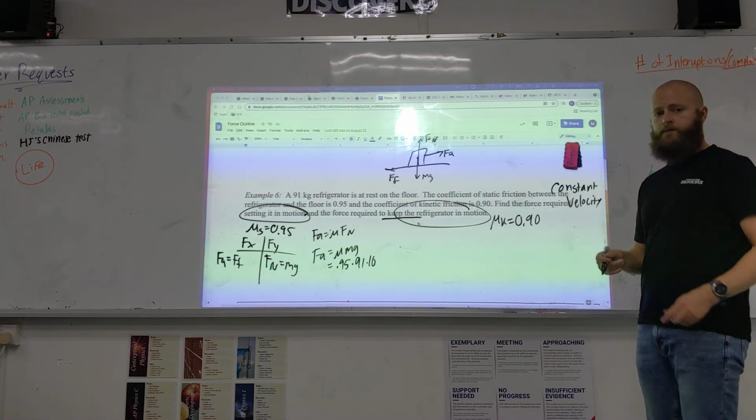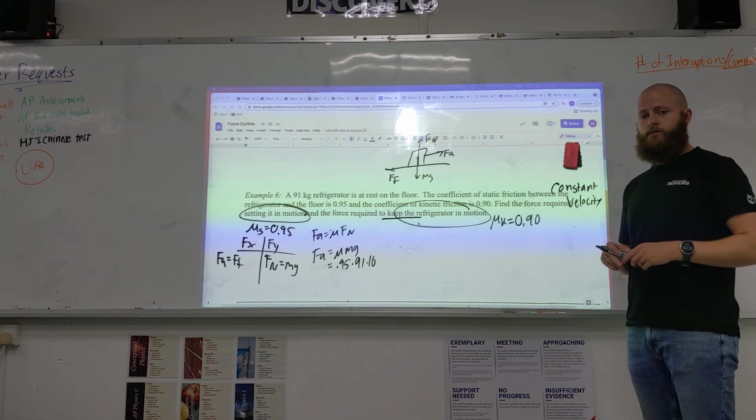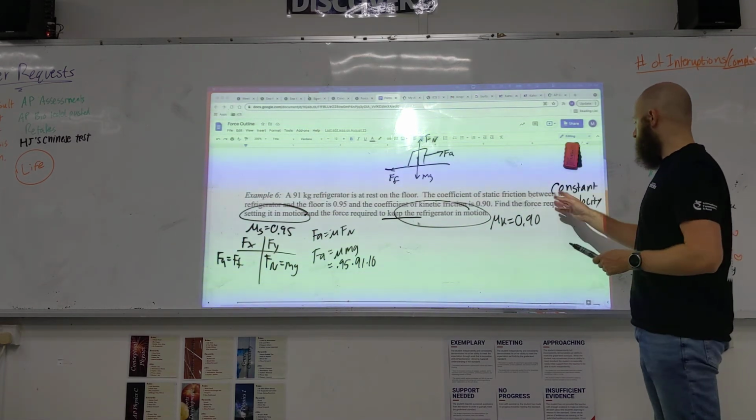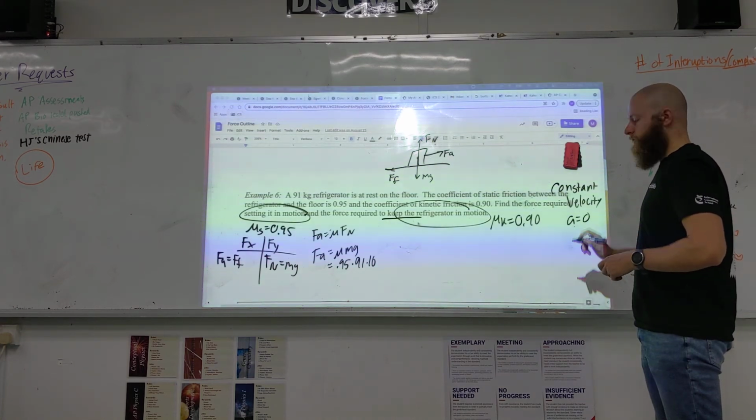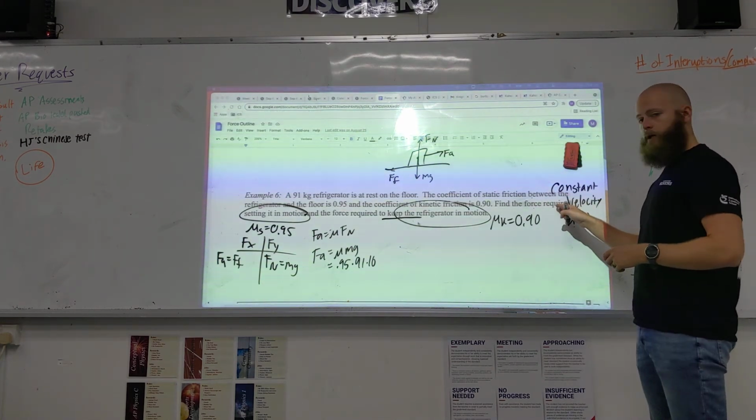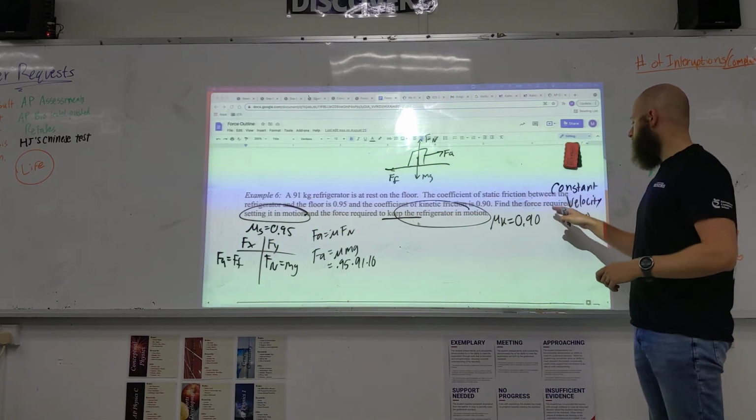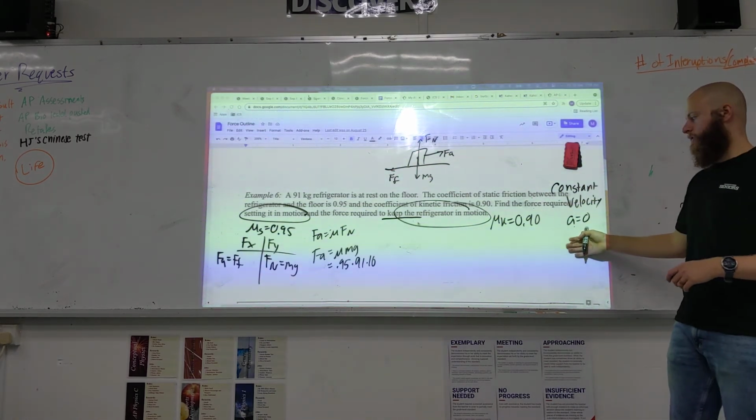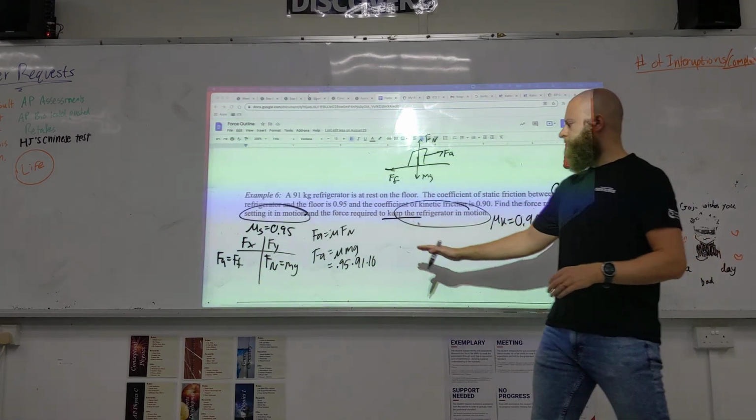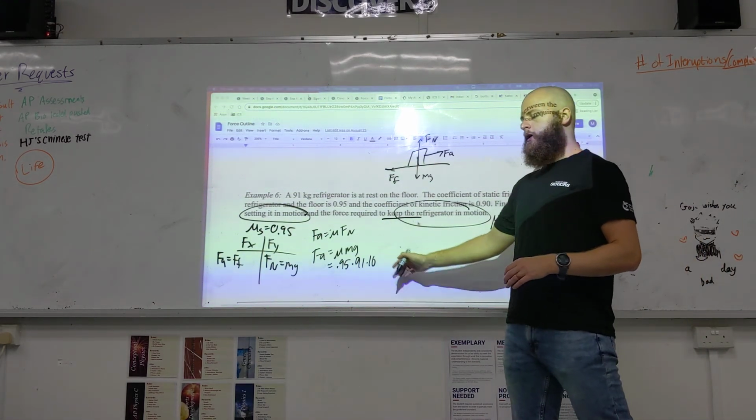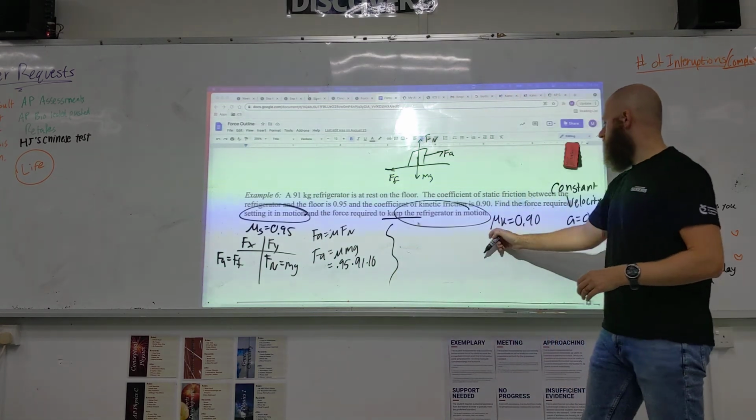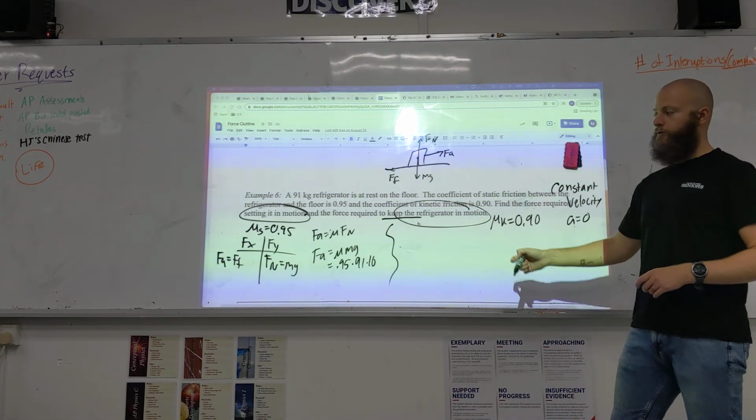Now, if I have a constant velocity, what's the acceleration? Yeah, that's right. The acceleration equals 0, right? Remember, constant velocity, what's the acceleration? Acceleration is a change in velocity. So if a constant velocity, acceleration has to be 0. Okay? So the setup is basically identical to this one, except the only change is now I have a different value for mu. Okay?